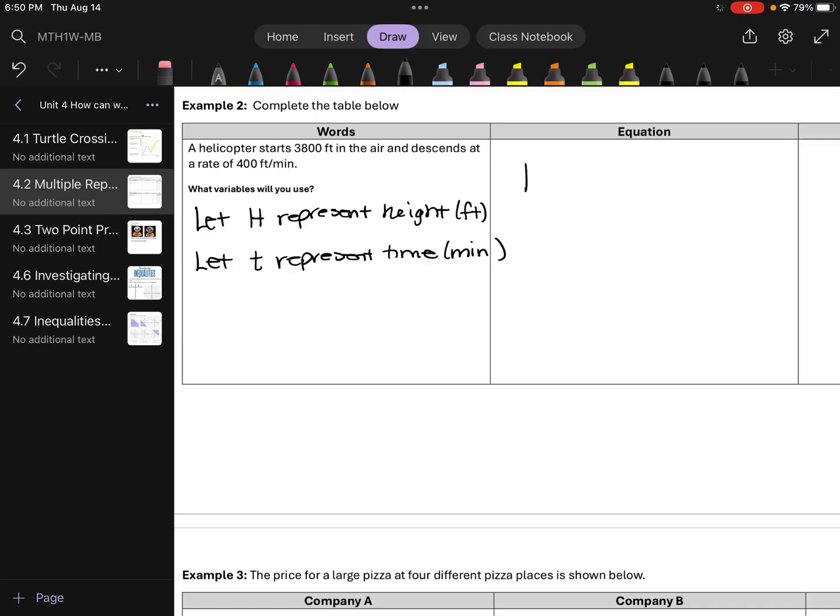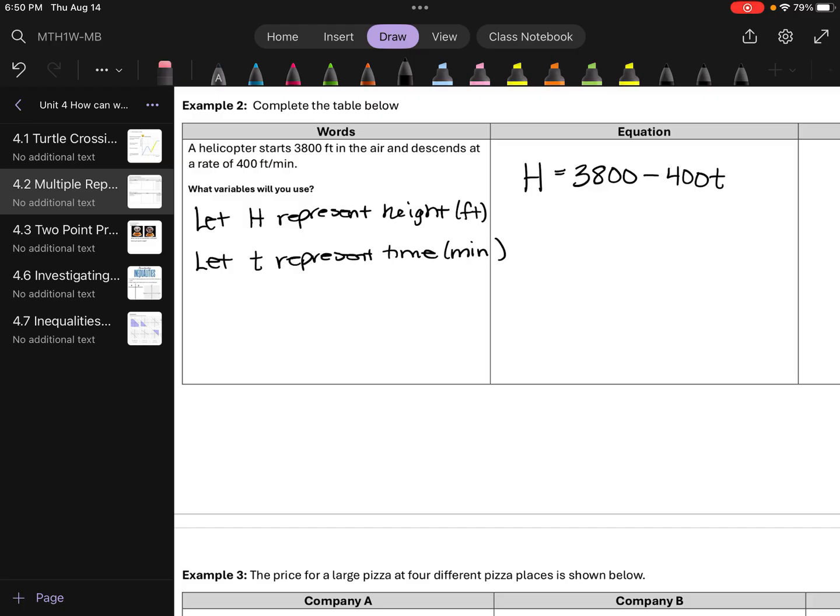Okay, so height is equal to, and there might be different ways that you write this equation. So I'm going to show you the 2 different ways you might write it. Some people like to write what you're starting with. So the helicopter starts at a height of 3,800 feet. And it descends, which means it's going down, at 400 feet per minute.